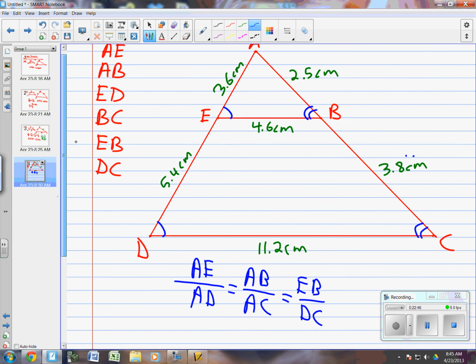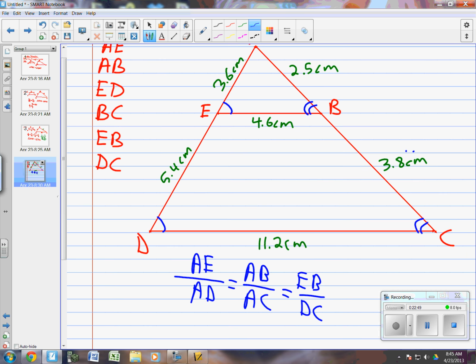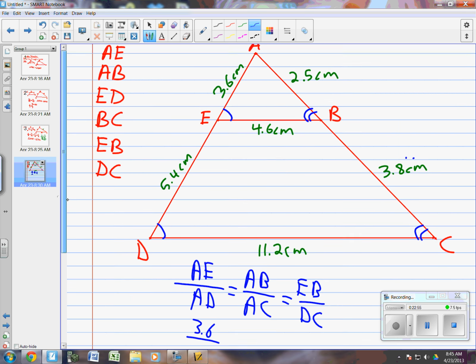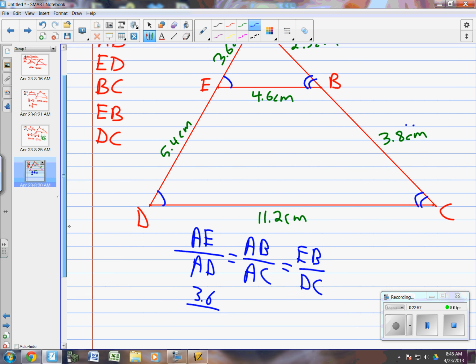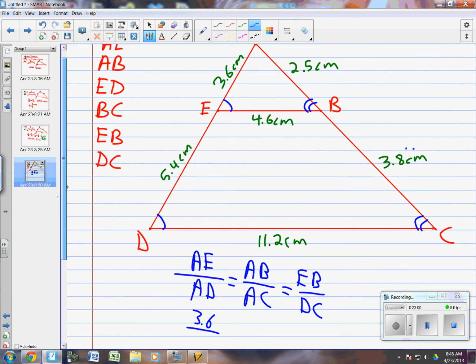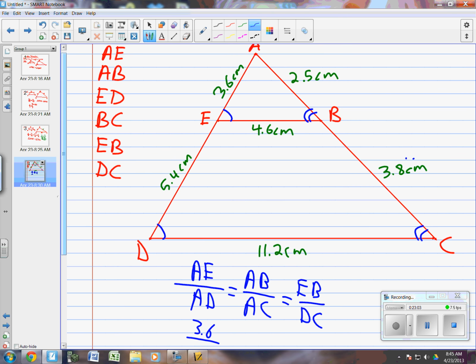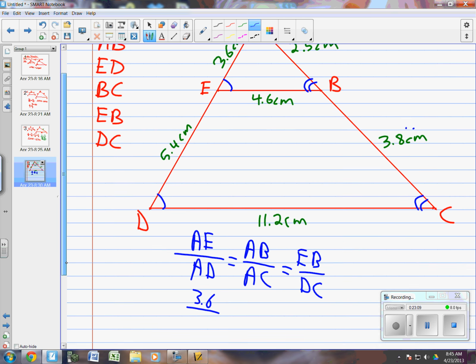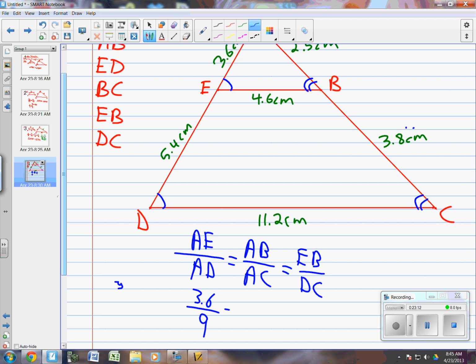I could say that AE, which is, let's go 3.6 over AD. What's AD? How long is AD, you guys? 5.4 plus 3.6 is 9, right? Okay, over 9. Over 9 is equal to, let's do EB and DC. EB is 4.6 over 11.2, right?